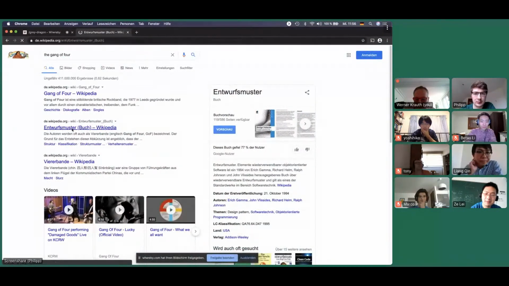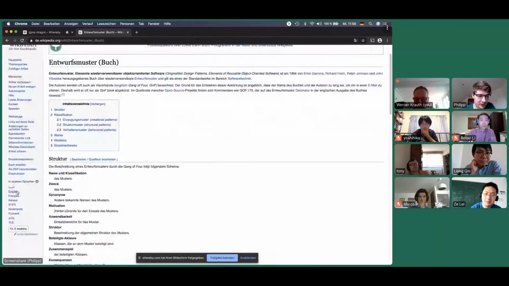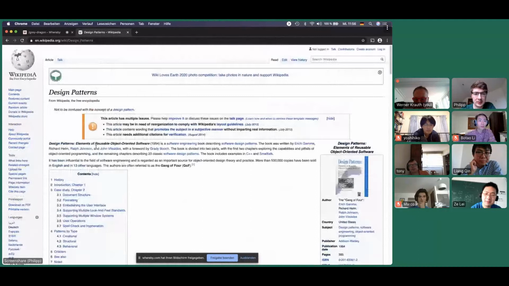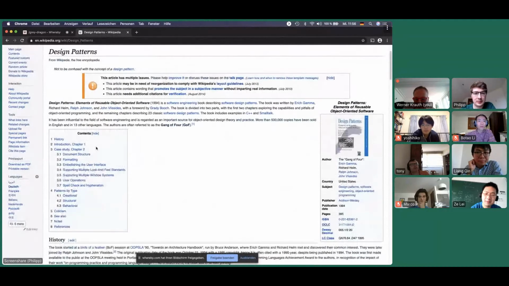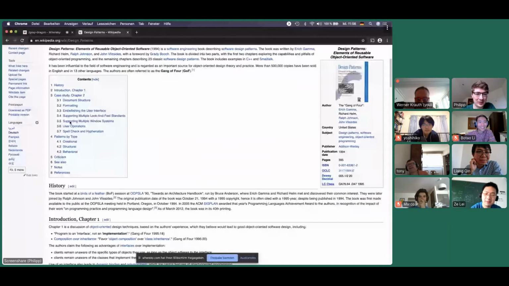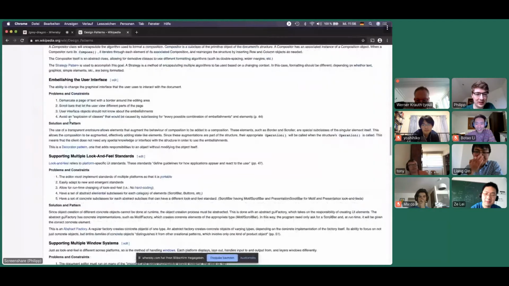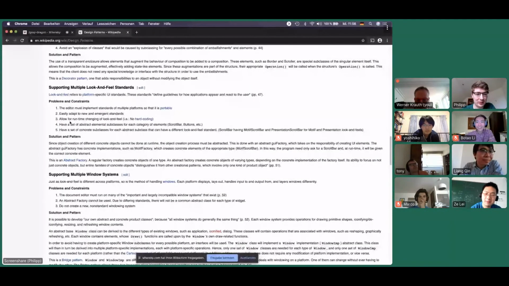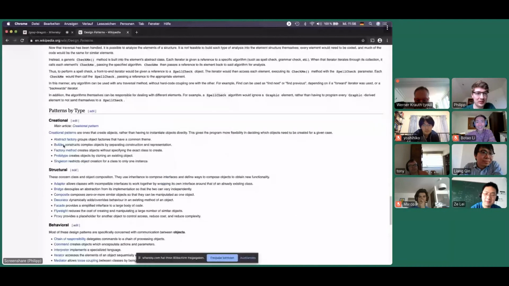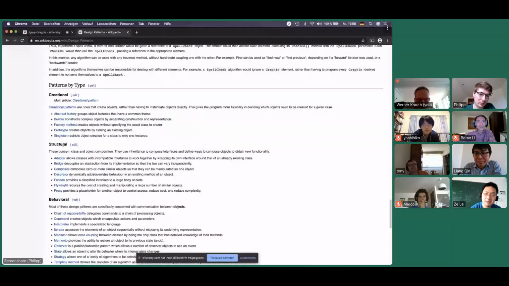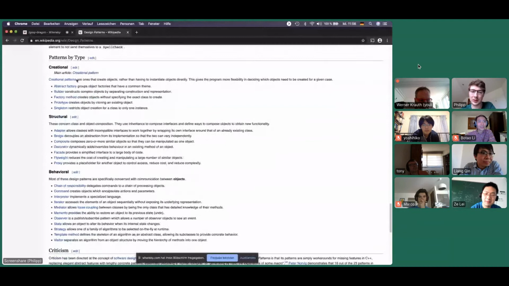I'll search on LibGen. Yeah, so this is German, but let me change. Does Gang of Four work as a search term in China? Maybe Google designed it. But there should be a lot of links to the design patterns, which you can see here as patterns by type, and then you can go through them one by one on Wikipedia, and these help me quite a lot as well. And the book is available electronically. I think it's available online.